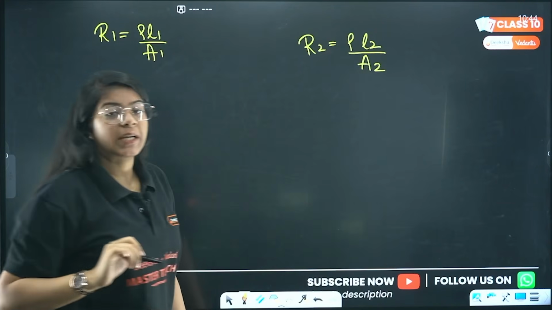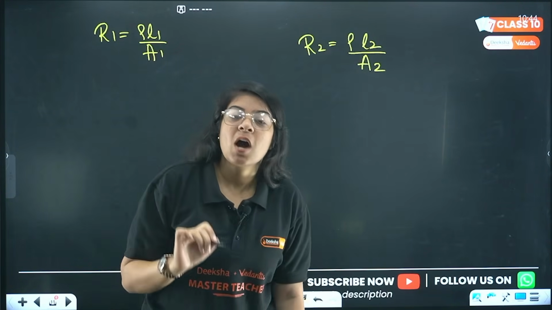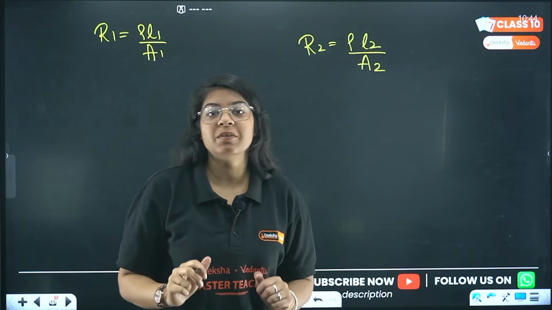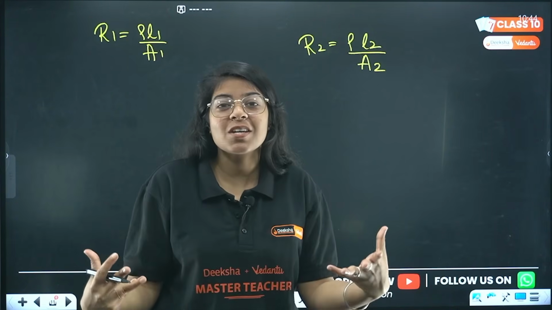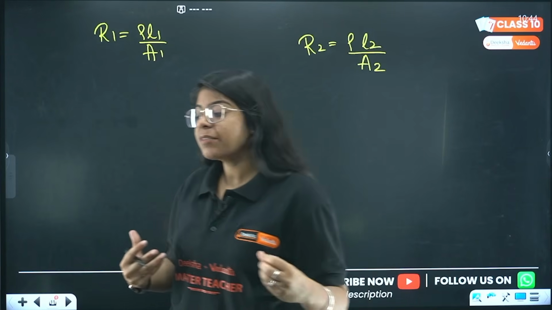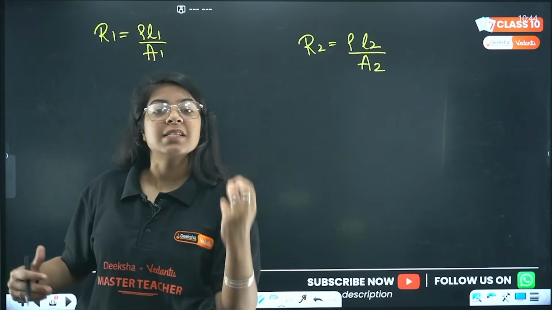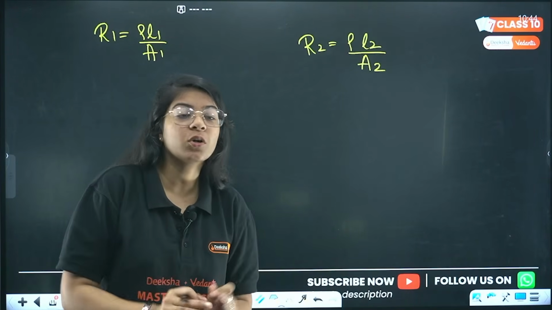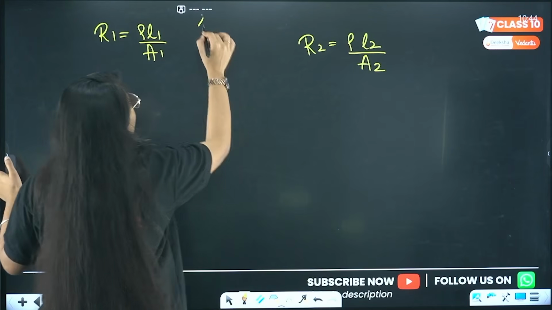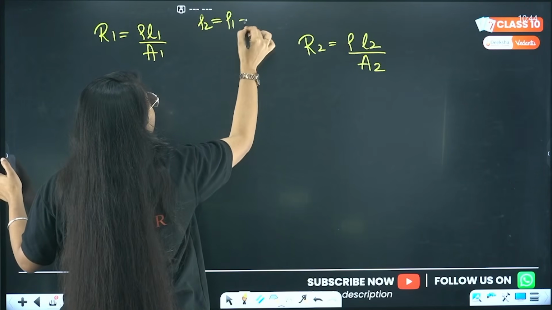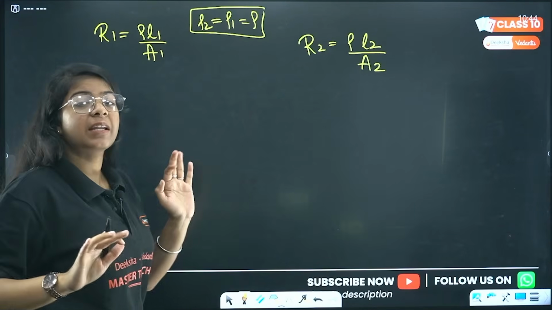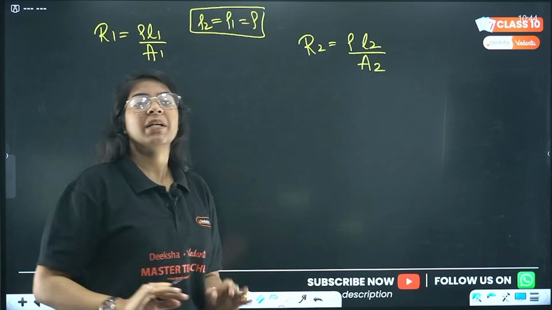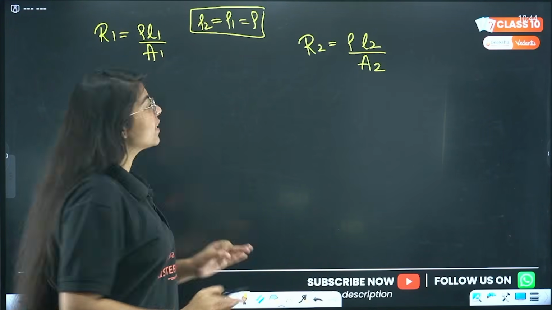Now one important thing, they have asked us how much the resistivity will change. Ma'am, we know that resistivity does not change. You know that, right? It is the same material, it is the same wire, so resistivity for both will remain the same. Rho 2 will be equal to rho 1, equal to rho, correct? Resistivity will never change as long as the material of the wire is the same.